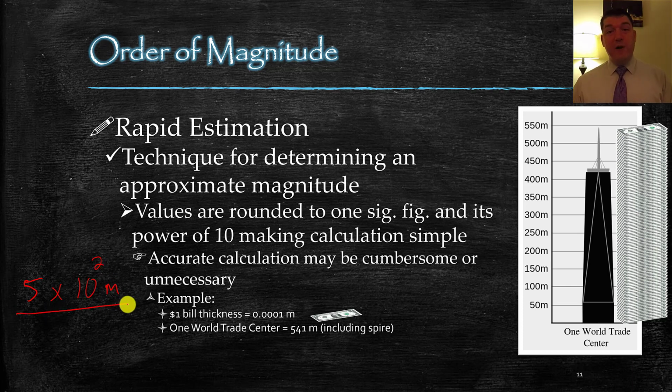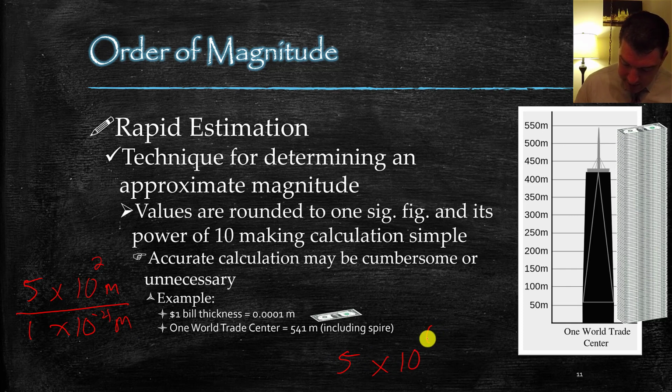Then let's divide that by the height of a single dollar bill, but again, put it in scientific notation to make it easier. That's 1 times 10 to the negative 4th meters. Now we can see very easily, when we divide the height by the height of a single dollar bill, how many dollar bills would fit inside of it. 5 divided by 1 is 5. Exponents, when you're dividing, you subtract the bottom number from the top. 10 to the second minus negative 4 is 10 to the second plus 4, or 10 to the sixth. And so what we see is it would take 5 times 10 to the sixth $1 bills to equal the height of One World Trade Center.